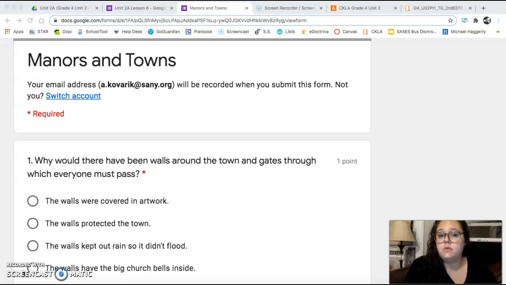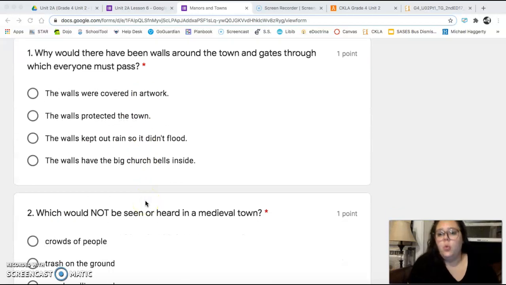Today we are going to review the past couple chapters we've read. So we have some review questions about manors and towns during the Middle Ages. Number 1 asks, why would there have been walls around the town and gates through which everyone must pass?